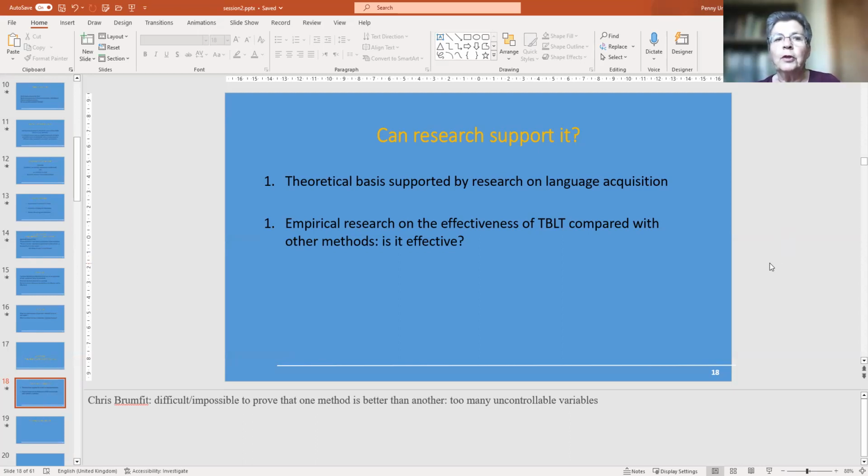Is it effective? And so I've made a note to myself there that Chris Brumfit, as mentioned in Prabhu's article, actually says it's almost impossible to prove or disprove that one method is superior or inferior to another because of the immense number of variables.